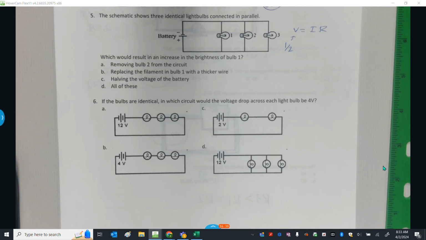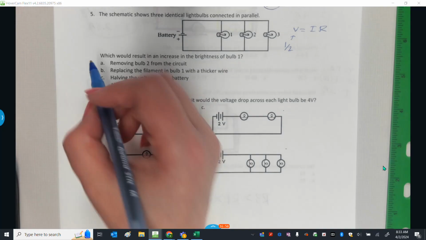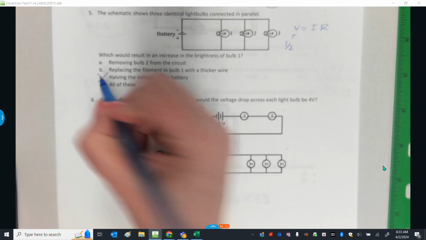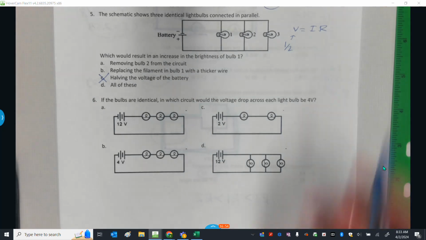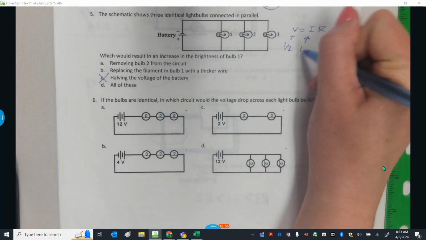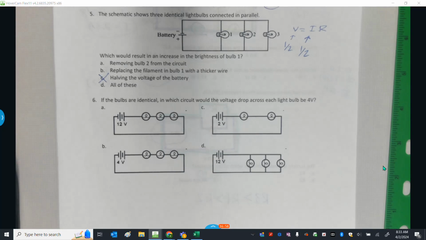Okay, and less current is not going to make things brighter. It's going to actually do the opposite. If I have a smaller battery, they're going to be dimmer. That makes sense. Okay, and so we don't want to pick C, because that's not going to make it brighter. It's going to give us half the amount of current, and that's going to make us have half the amount of power, and that's going to make things dimmer. Okay, so we don't want to pick that.